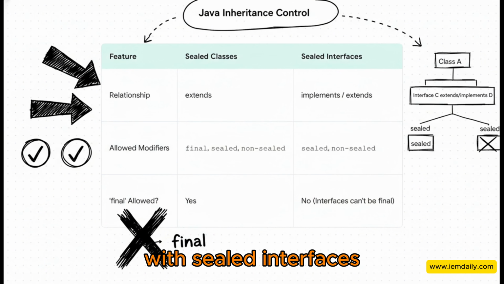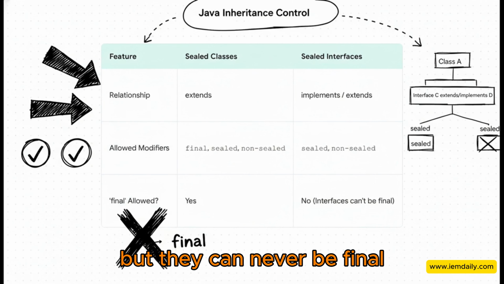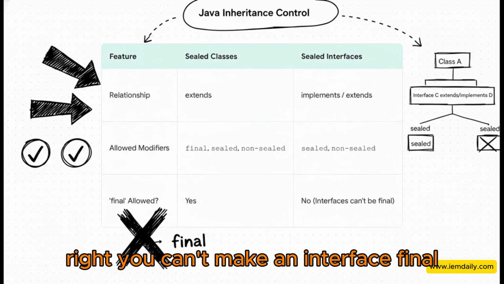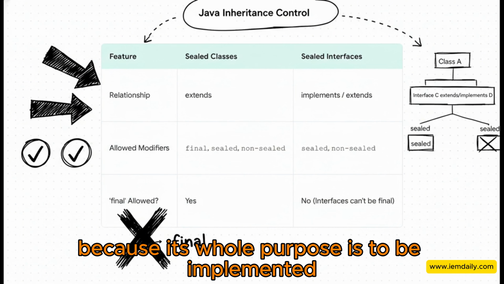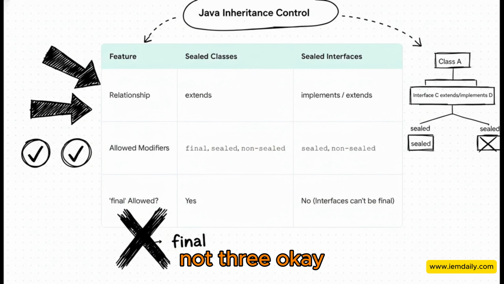There is one really important difference you've got to remember, though. With sealed interfaces, the permitted types can be sealed or non-sealed, but they can never be final. And that makes perfect sense if you think about it, right? You can't make an interface final because its whole purpose is to be implemented. So for sealed interfaces, you've got 2 choices for the children, not 3.